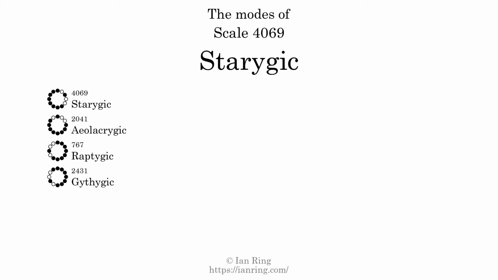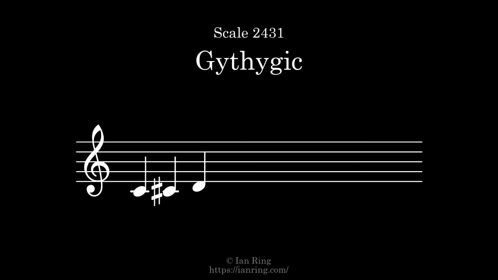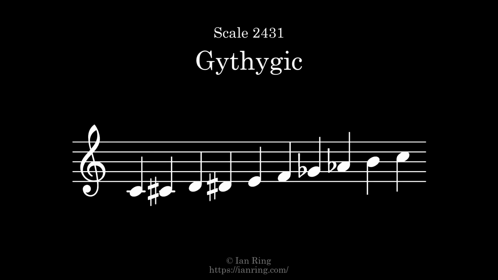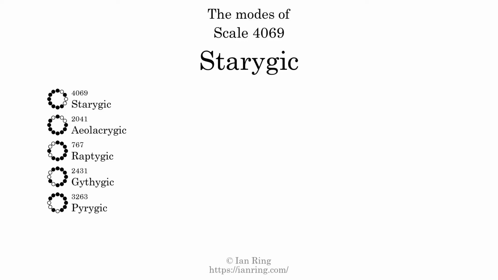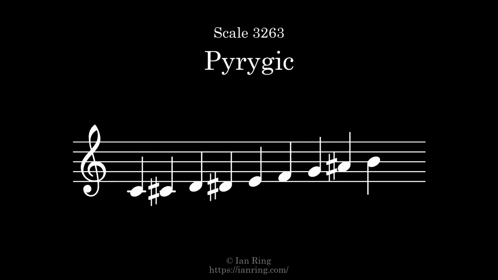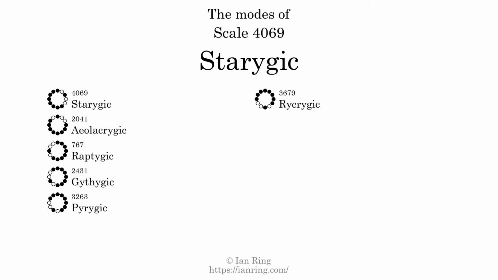The fourth mode is scale 2431, also known as Starygic. It sounds like this. The fifth mode is scale 3263, also known as Starygic. It sounds like this. The sixth mode is scale 3679, also known as Starygic. It sounds like this.